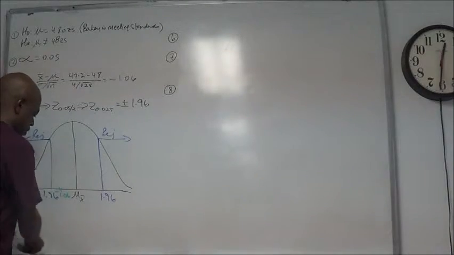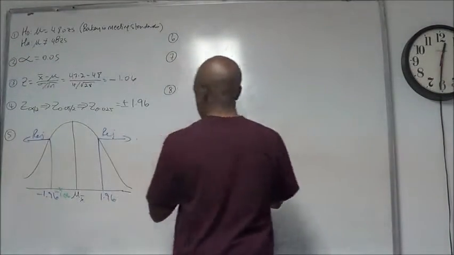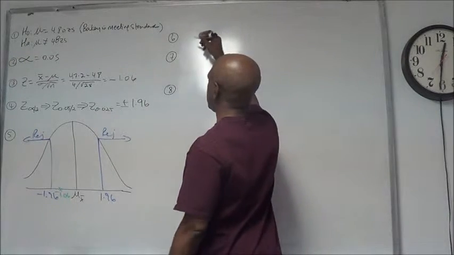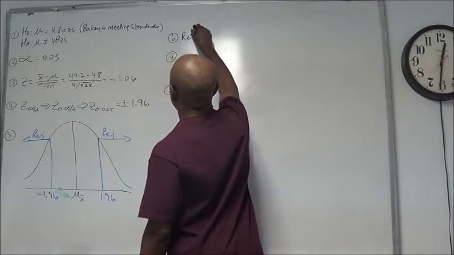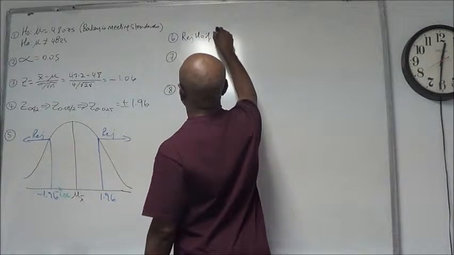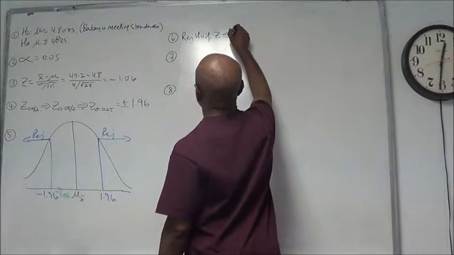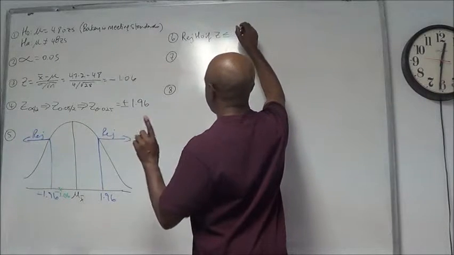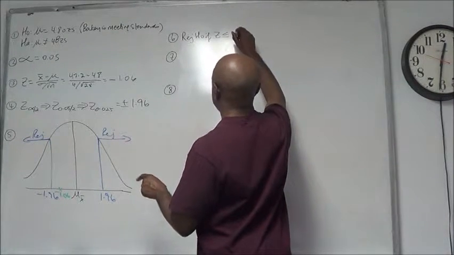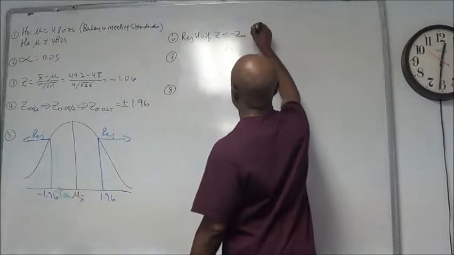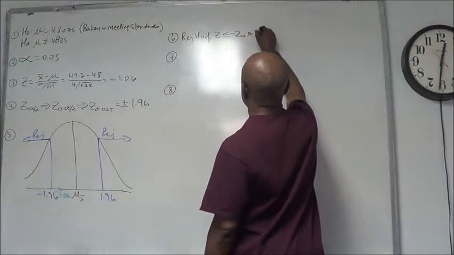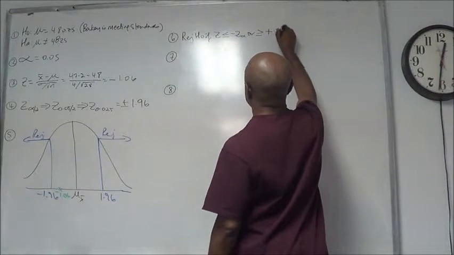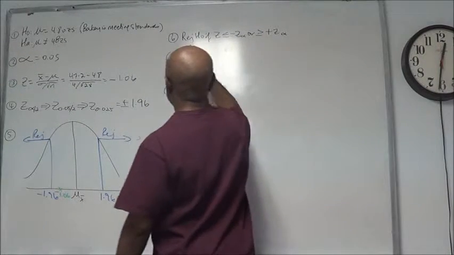Okay. What's the rule? Reject H0 if Z is less than or equal to negative Z alpha, or is greater than or equal to positive Z alpha. Okay, what's the decision?